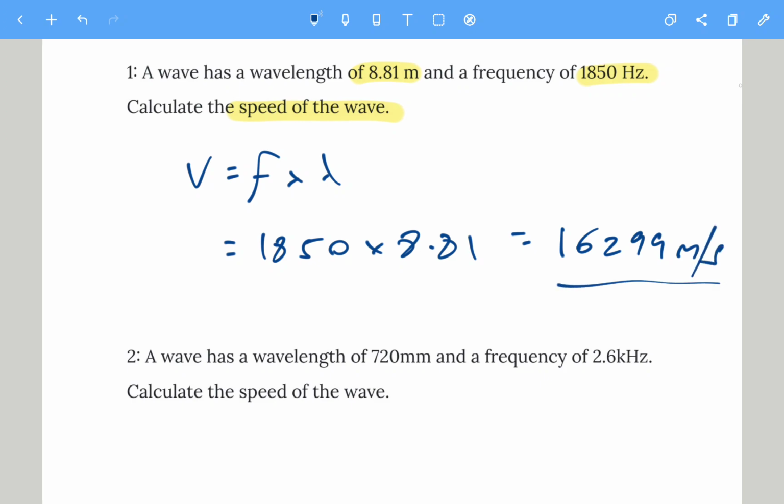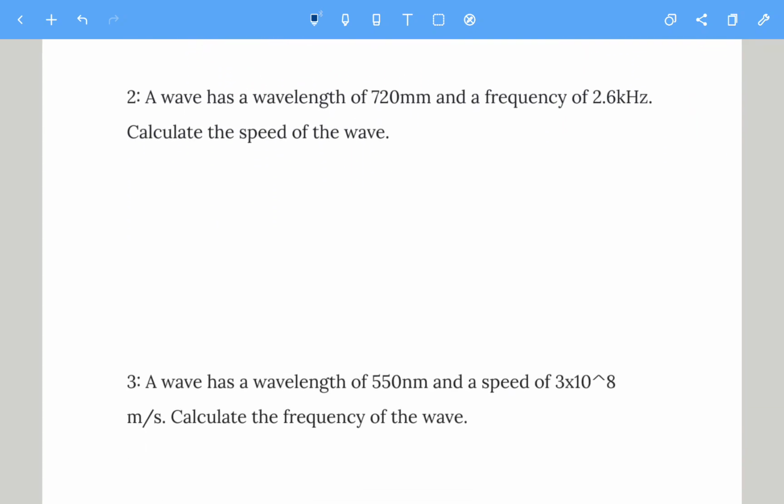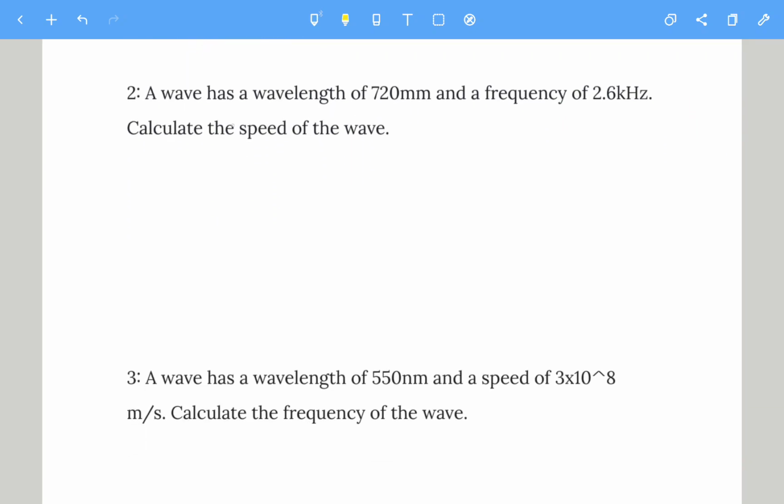Okay, let's look at number 2. So on this one, the wave has a wavelength of 720 millimeters and a frequency of 2.6 kilohertz. So we're calculating the speed of the wave again. So that's simply wave speed is frequency times wavelength.